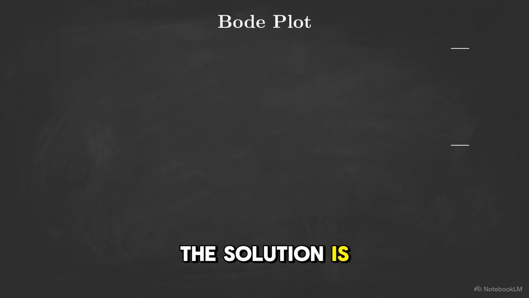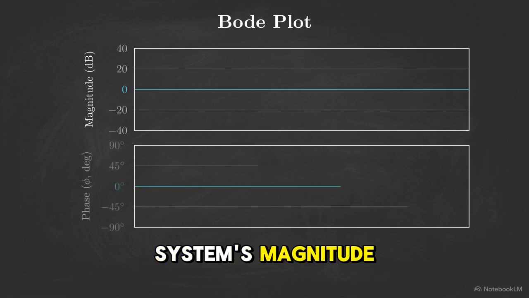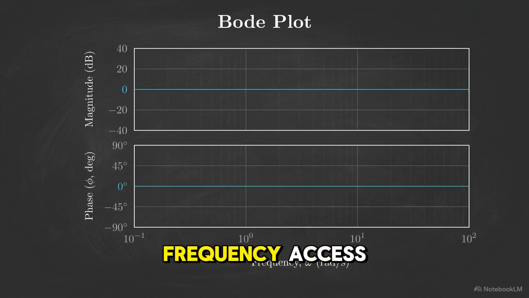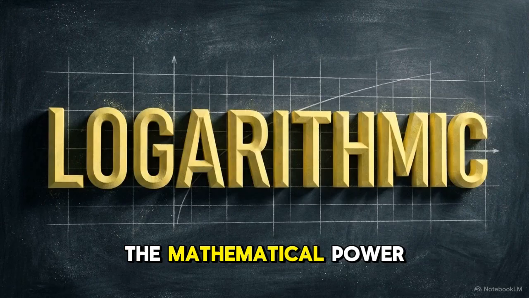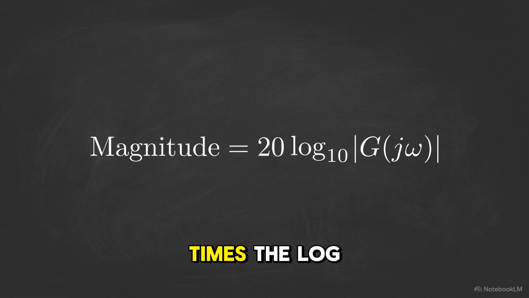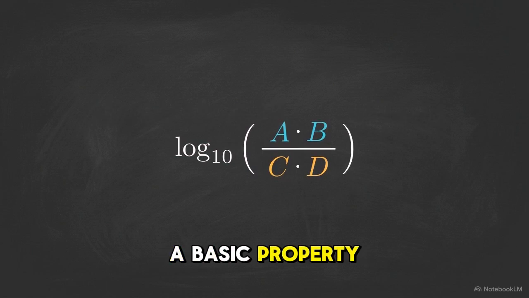The solution is the Bode plot, a dual graph representation that plots a system's magnitude in decibels and its phase angle against a logarithmic frequency axis. The mathematical power of this approach comes from that decibel calculation. By defining the magnitude as 20 times the log base 10 of the absolute value of g of j omega, we exploit a basic property of logarithms.